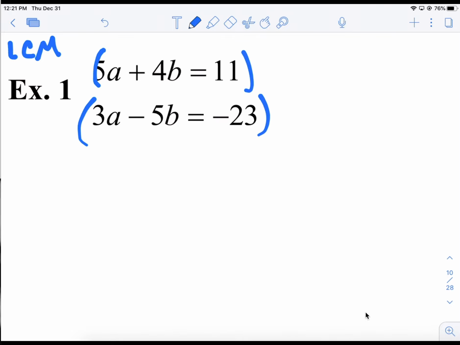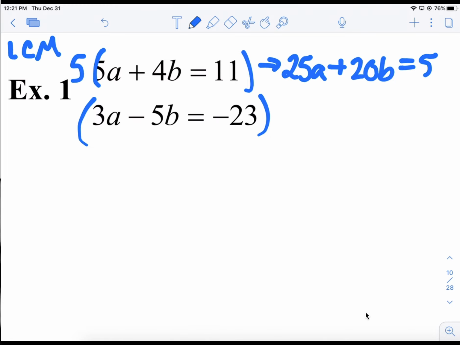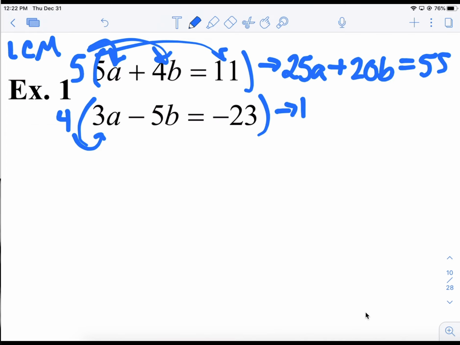I'm going to multiply the top row by a 5, which guarantees my b's turn into 20b. Let's do that real quick. So if I rewrite this next door, it's going to say 25a plus 20b equals 55. Noticing I am distributing that 5 all the way through to everybody. We're going to do the same thing on the bottom equation, but for this to turn into a negative 20, that means I need to multiply by 4. All right, distribute all the way through. We're going to have 12a minus 20b equals a negative, what is that, 92.